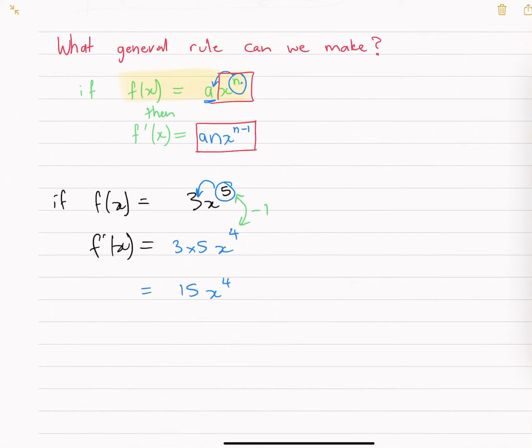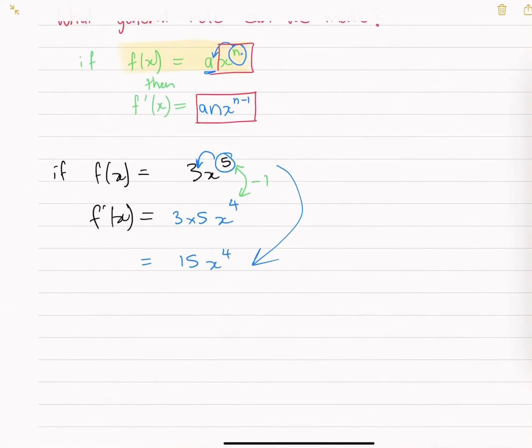Okay. And you could confirm that using first principles. It'd be an absolute dog, because it means you'd have to expand some sort of power of 5, which is disgusting. I think Ryan did that the other day. If you did the last question, then you would have had to do that. So it's a much quicker step. You could pretty much go from that straight to that in one go. Let's look at another example.